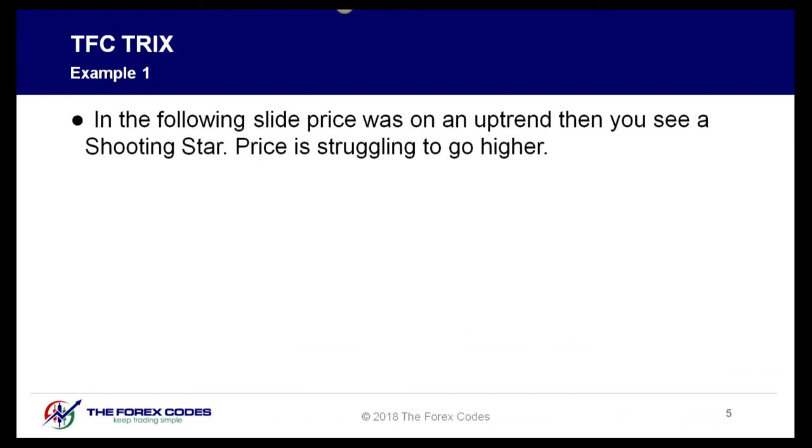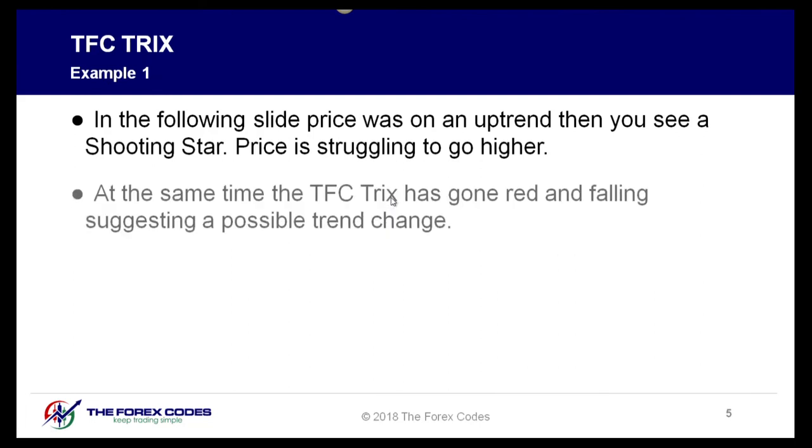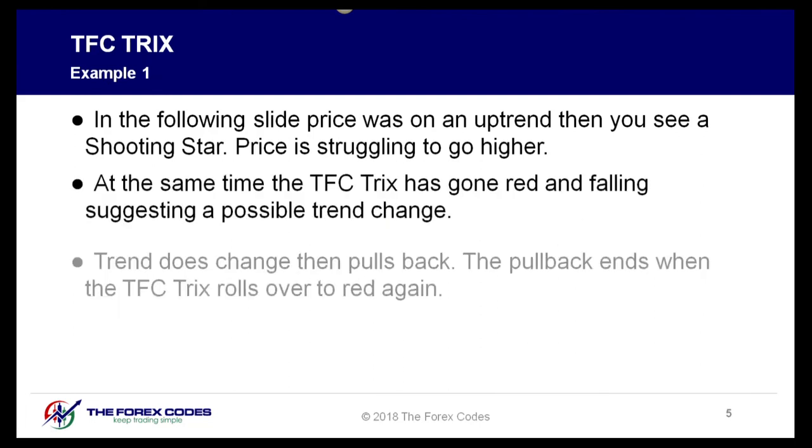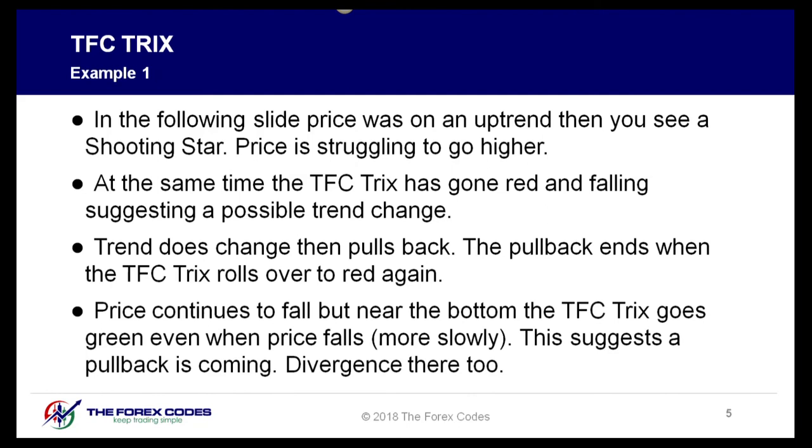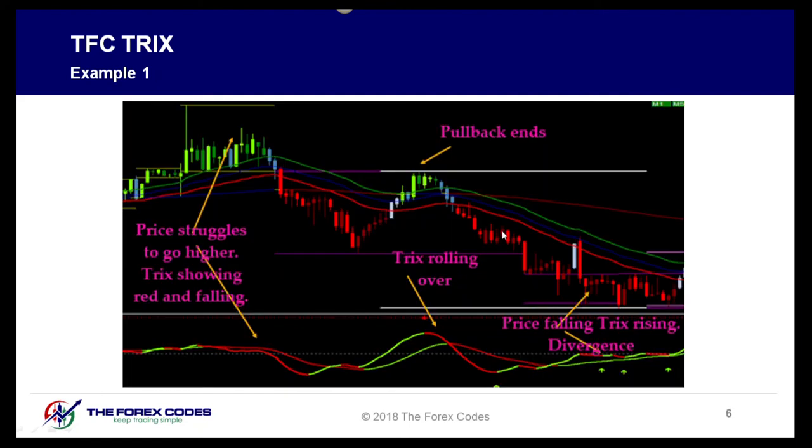We've got an example coming up. Now, I'll go straight to the example and then I'll explain it from there. But you've also got an explanation on this slide. For those that want the slides, you'll be able to get them. But very quickly, in this example, the price is in an uptrend and you see a shooting star. Price struggles to go higher. And then the Trix goes red. Well, let me show you. Let's talk about it.